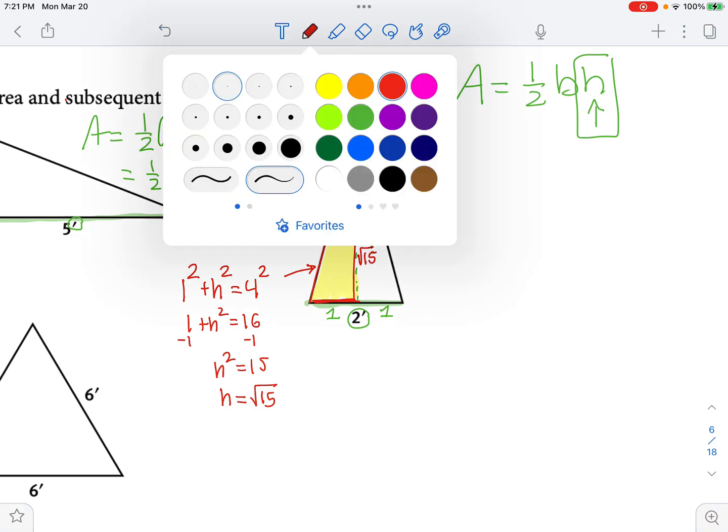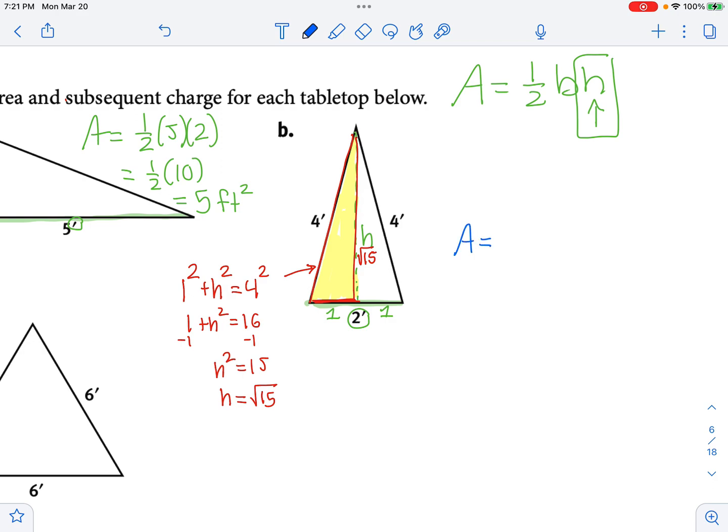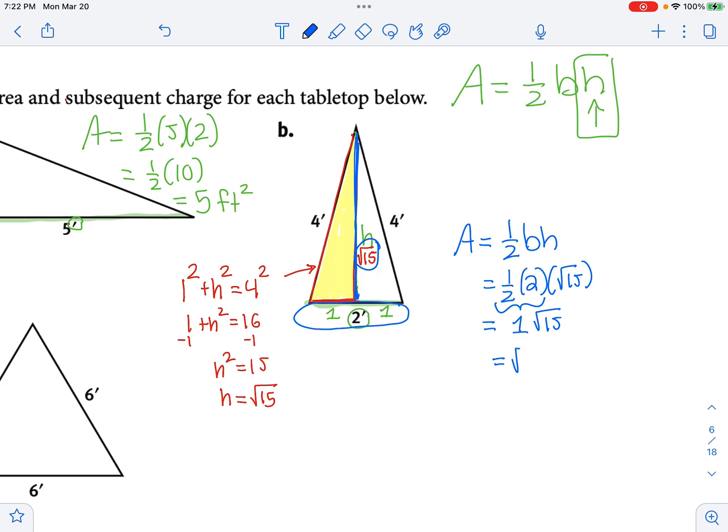Now in step 2, I can go and find the area of the full triangle. Remember, I'm going to go back to my 1/2 base times height. I am finding the area of the full triangle, not just the little one in yellow. So the base of my full triangle goes back to being a base of 2. The height of my triangle is my square root 15. So I'm going to multiply these together. When you multiply 1/2 times 2, you get 1. And 1 times square root 15 is the same as just saying square root 15. Again, my units are feet, so I'll do feet squared.